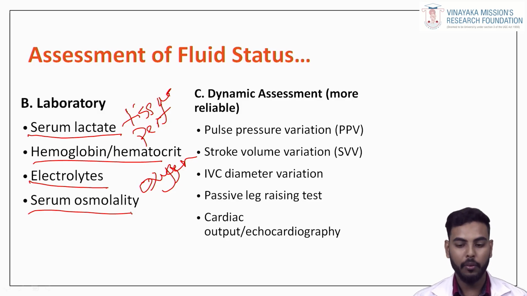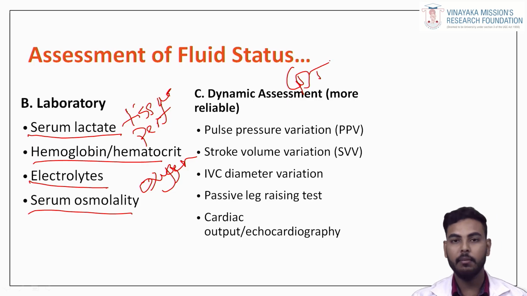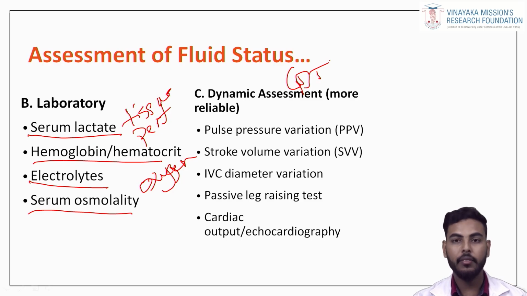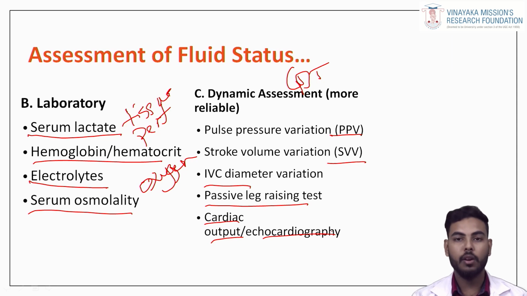Then the third component we will be assessing is dynamic assessment. This is a newer concept that comes under GDT, goal directed therapy, which I will be explaining in the coming slides. Nowadays goal directed therapy is used to provide fluid to patients. Under that we have dynamic assessments: pulse pressure variation, stroke volume variation, IVC diameter, passive leg raising test, cardiac output and echocardiography. Dynamic assessment is mainly pulse pressure variation.